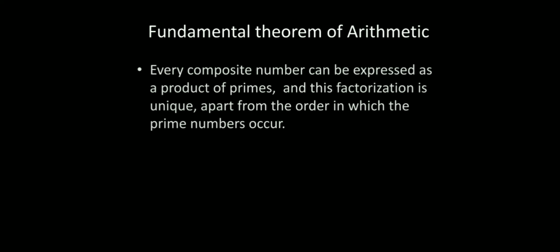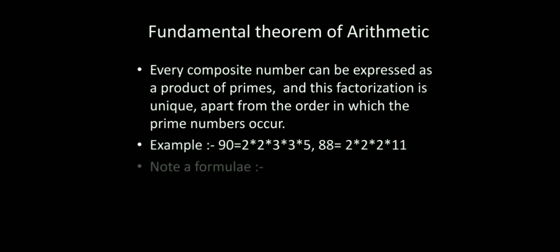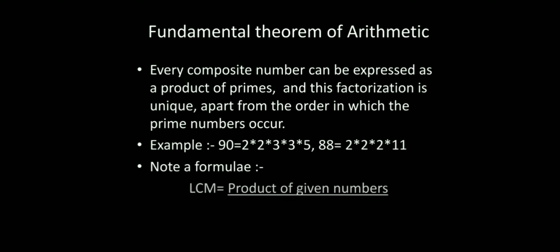Let's see another theorem. Every composite number can be expressed as a product of primes, and this factorization is unique apart from the order in which the prime numbers occur, and this is the fundamental theorem of arithmetic. For example, 90 is a composite number which can be written as 2 into 2 into 3 into 3 into 5, where 2, 3 and 5 are prime numbers. So a composite number can be expressed as the product of prime numbers. 90 is expressed as the product of prime numbers, those are 2, 3 and 5. Similarly, 88 is expressed in the form of a product of prime numbers, those are 2 and 11.